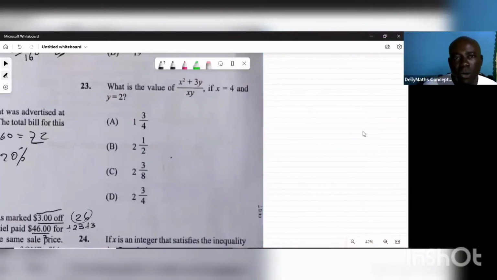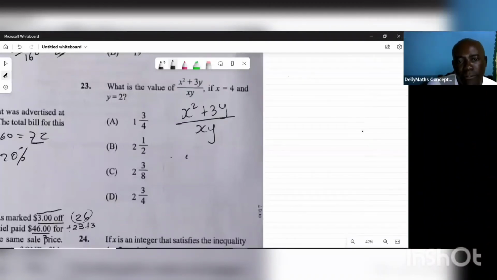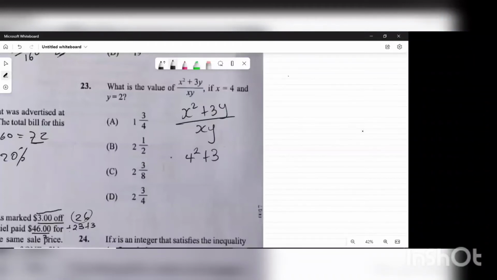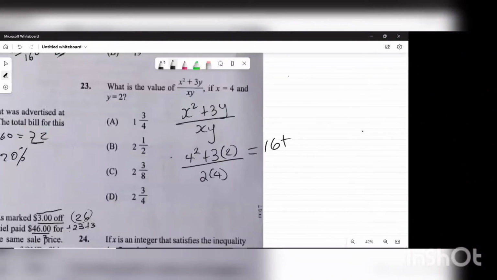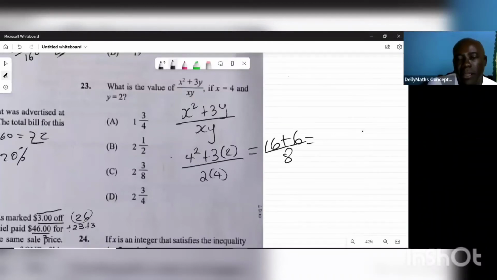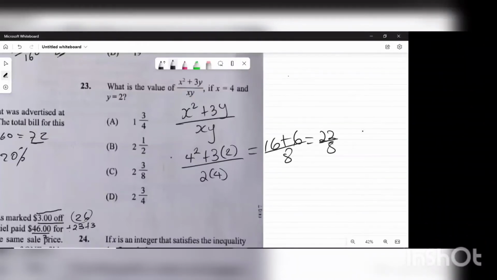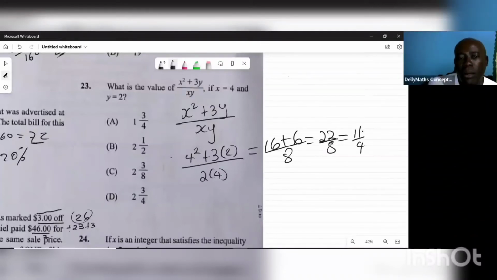All right, let's look at this now. What we're gonna do is you're substituting, right? So they said x squared plus 3y over xy. X squared, what is x? 4. 4 squared plus 3y, 3 times 2, over xy, which is 2 times 4. We're looking at 16 plus 6 over 8. 22 over 8, 11 over 4, but they don't have that. So you could say 11 over 4 is 2 and remainder 3 over 4.